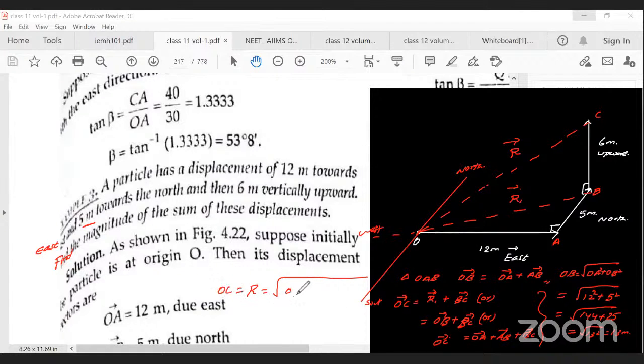So it is OA square plus AB square plus BC square. What is OA? OA is equal to the square root of 13. I'll write in terms of OA and OB as R. That is equal to OB square, so it is OB square plus BC square. What is OB? OB is equal to 13 square plus BC is equal to 6 square, which is equal to square root of 169 plus 36, which is equal to root 205.